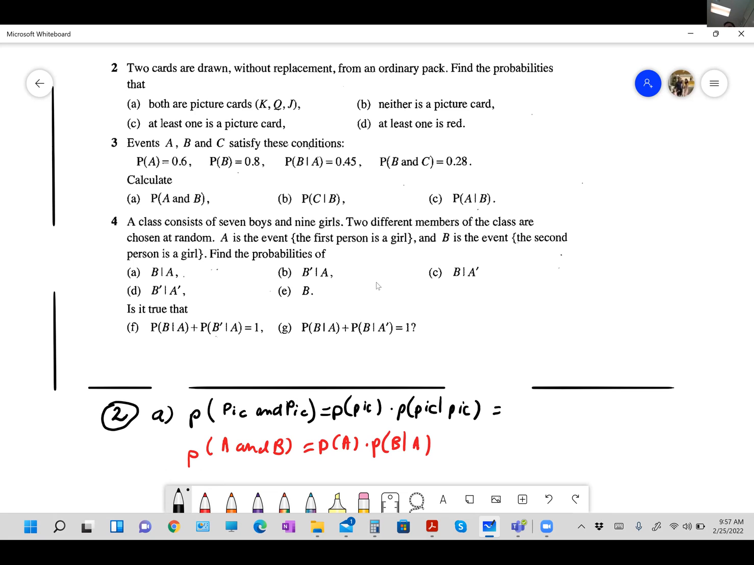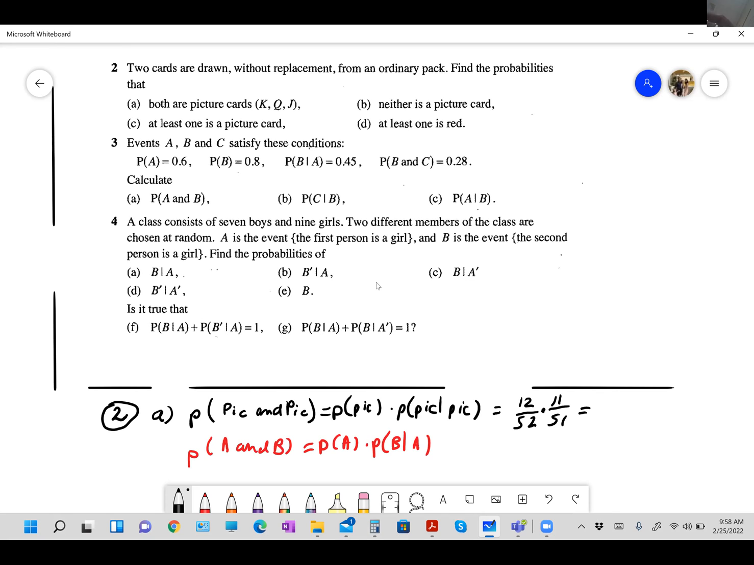So now, what's the probability of getting a picture card on the first draw? How many picture cards do we have? 12 out of 52. I'm going to keep that card in my hand. What's the probability I'm going to get another picture card given I got a picture card in the first draw and I kept it? 11 out of 51. And you multiply them.